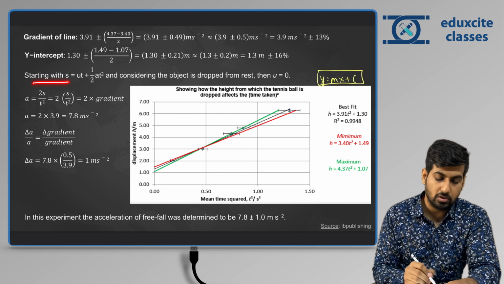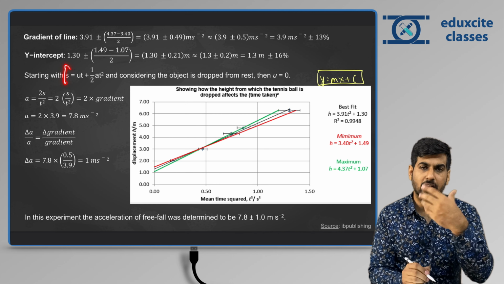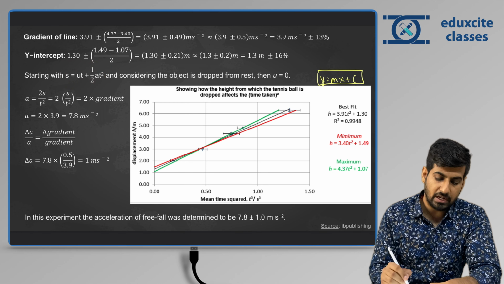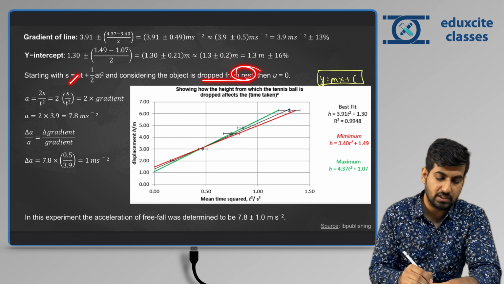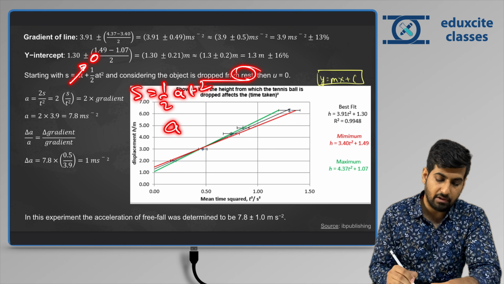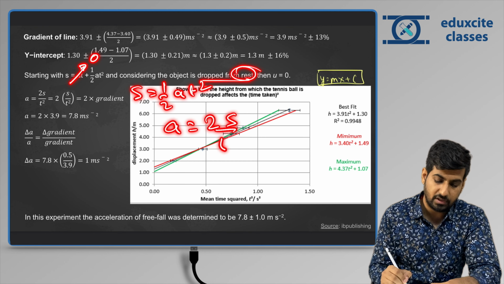Now we know, starting with the research question, that s equals u t plus half a t squared. We know that it is dropped from rest, so u equals 0, so s equals 1 by 2 a t squared, or a equals 2 s upon t squared.